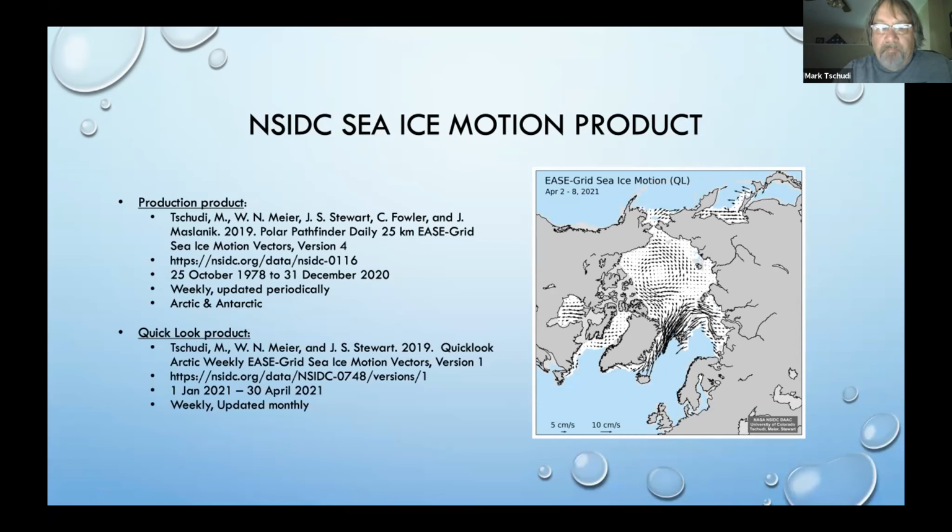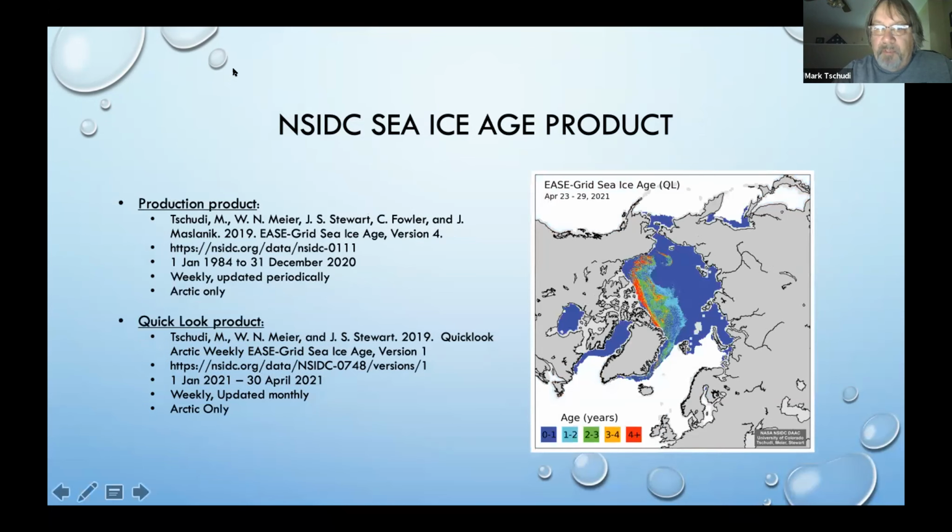Okay, so we can go to the next slide. So the sea ice age product is broken down the same kind of way. We have a production product and a Quick Look product, and they are also weekly products and updated in the same fashion. The one difference to note is that the sea ice age product is only available in the Arctic.